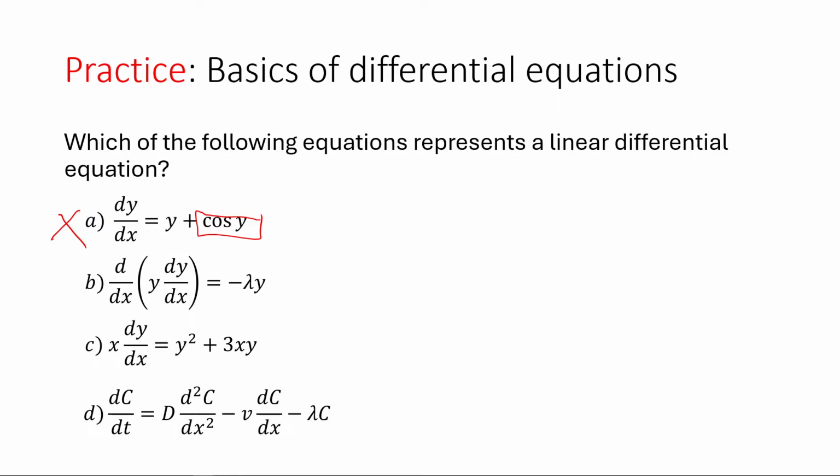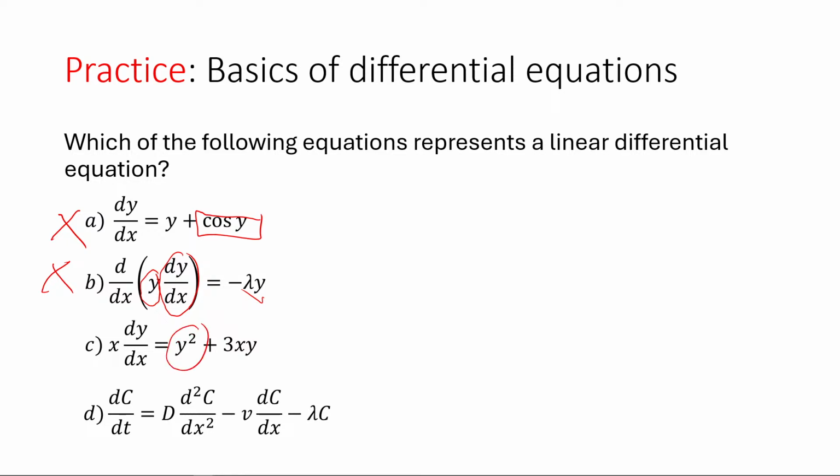How about this guy here? Is this linear? No, it's not linear. Why? Because I have y here multiplied by its derivative. So you see, here I have the y multiplied, so I have a function multiplied by its derivative. Like this term here is linear, so this is not linear. How about this? Is this linear or no? No, this is not linear because I have y squared.